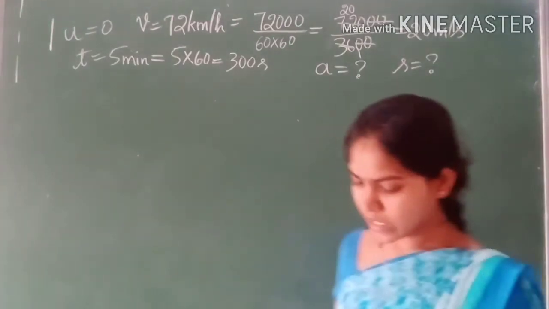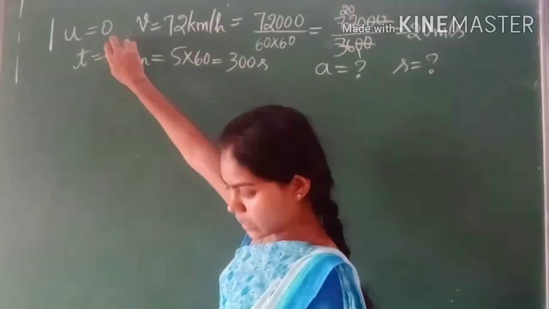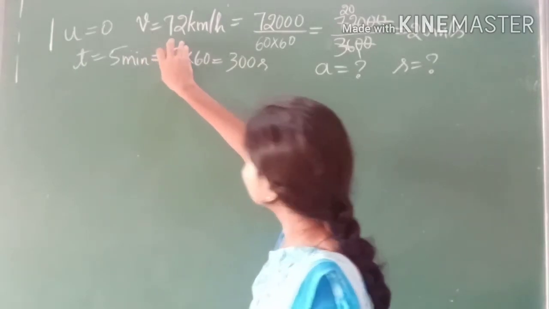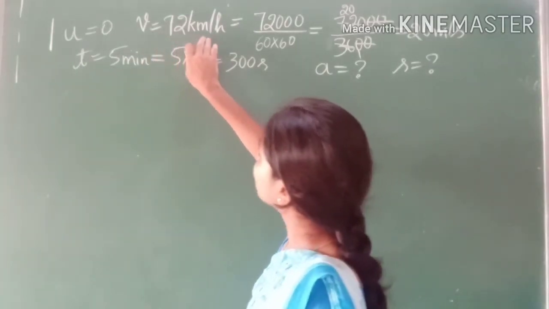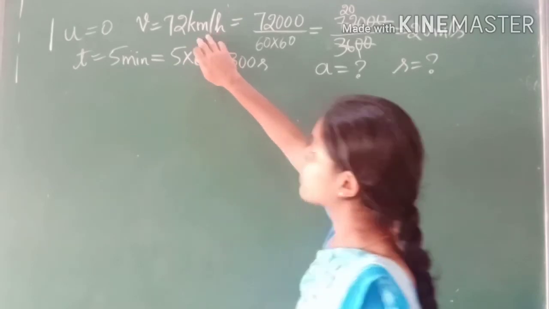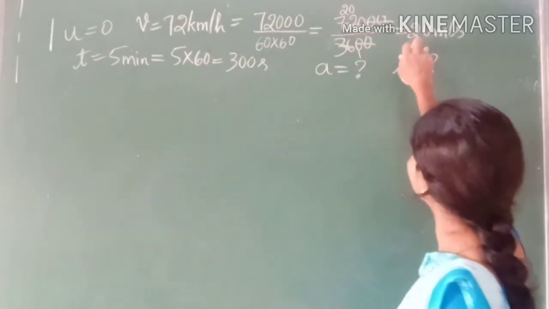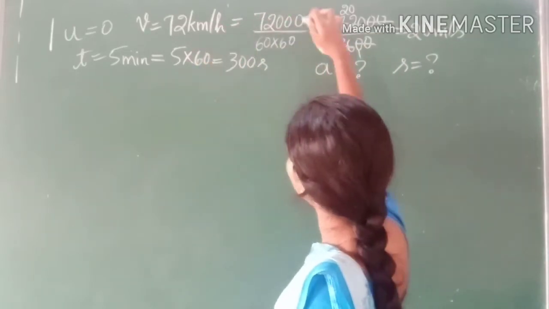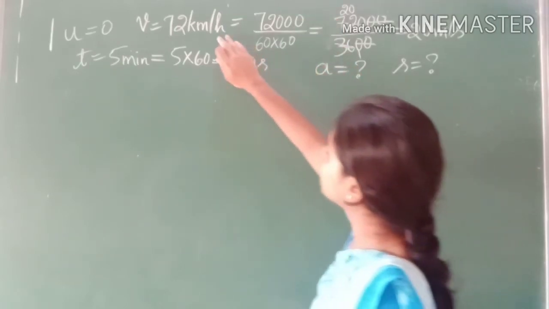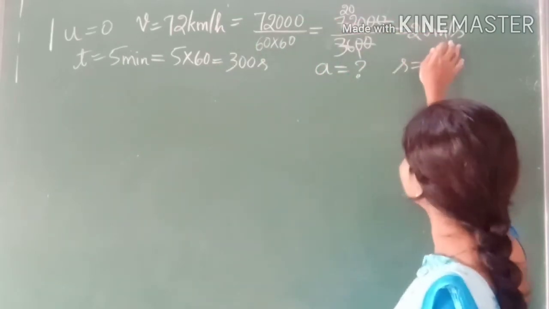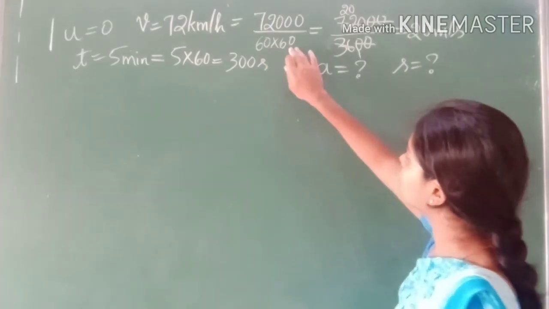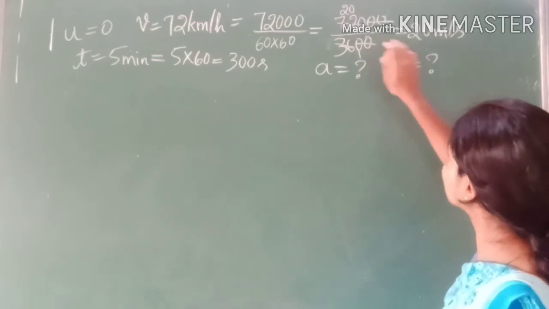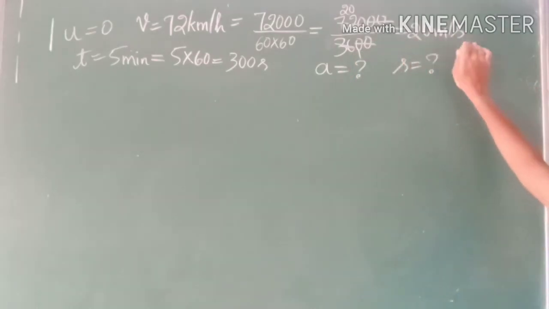So what is given in the question? The train is started from rest. That means initial velocity is 0 and the final velocity of the train is 72 km per hour. So convert this kilometer per hour to meter per second. 72 kilometer, we have to multiply by 1000, 72,000, divided by hour to second, 60 into 60. So 72,000 divided by 3,600. So that gives you 20 meter per second.